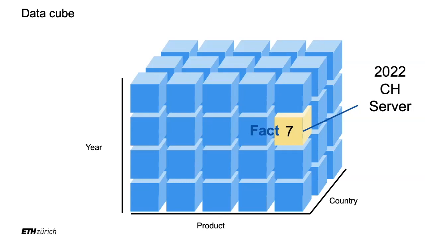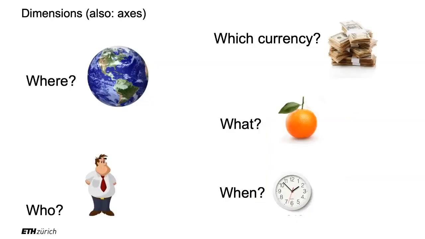Again, here I have three, but I can have more. So what kind of axes do we typically have in a data cube? Well, one axis can be where: the sales in Switzerland, the sales in Austria, the sales in Germany, the sales in the US, the sales in France, in India, in China, and so on and so on, right? So all the sales, all the locations.